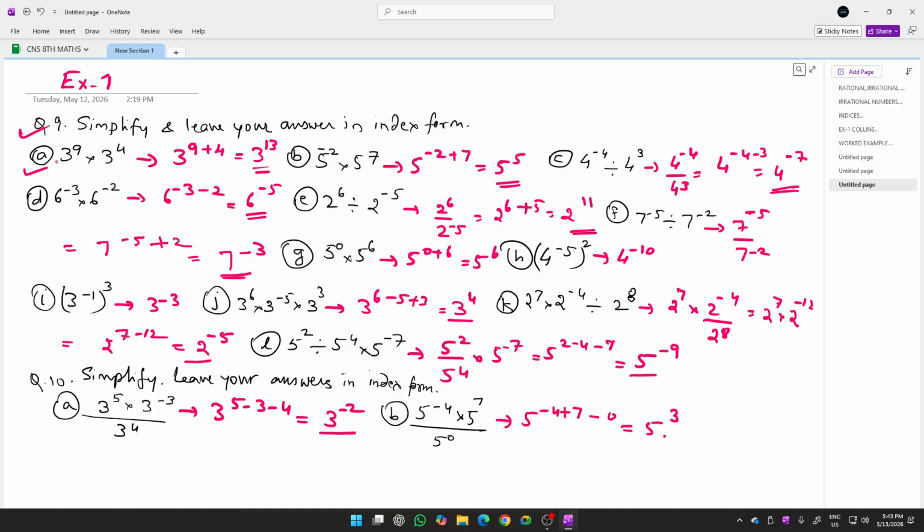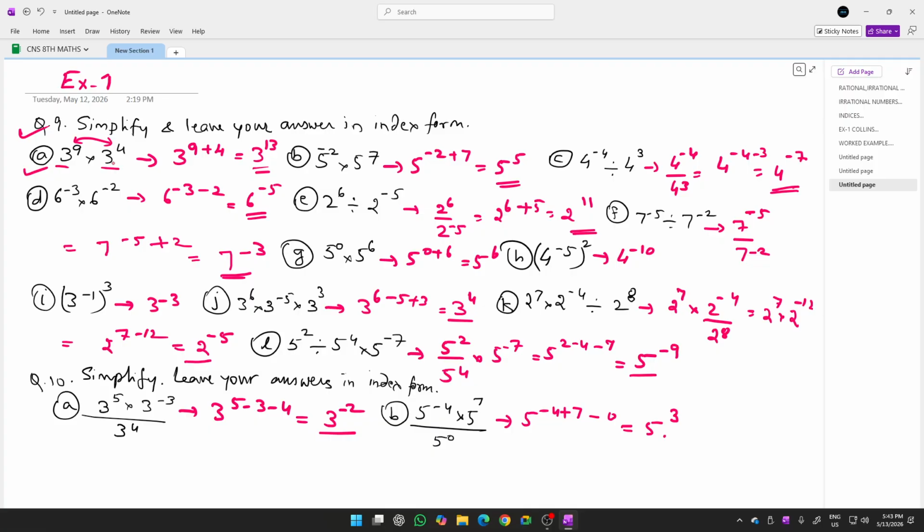Now there is a shortcut method. Suppose you have 3 raised to 9 into 3 raised to 4. This is known as the product rule that you will be studying later on. If there is a multiplication between two index form numbers, and if the bases are the same, then you can add the indices, provided the bases are the same.